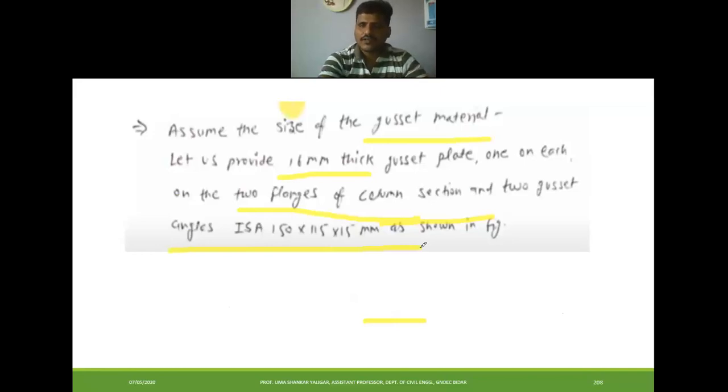Here we need to do extra. We need to calculate the length, breadth and the thickness of your gusset plate, and also we are providing another angle, that is the gusset angle, but there it is called a split angle. Okay, here it is assumed as 150 by 115 by 15. This is what we have assumed.